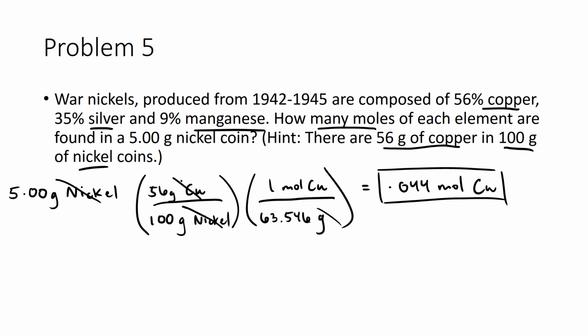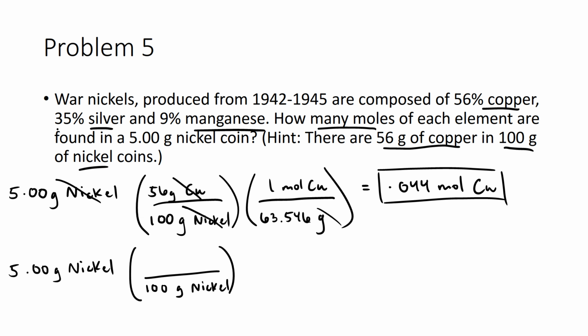Next, we're going to be calculating the moles of silver. So we're still starting with the 5 grams of nickel in the coin. We know that if we have 100 grams of nickel, that 35% of it is going to be silver. So out of 100 grams of nickel, 35 grams would be silver. And then like we did previously, we just need the molar mass of silver to go from grams of silver to moles of silver.